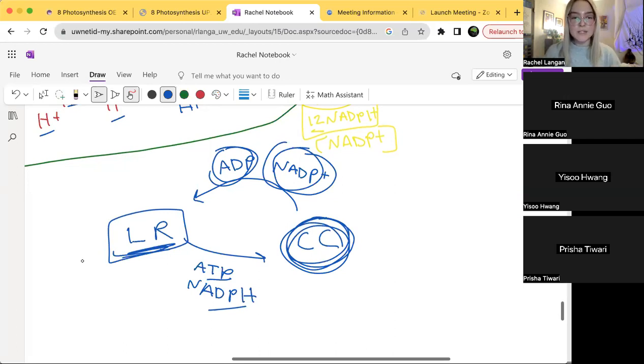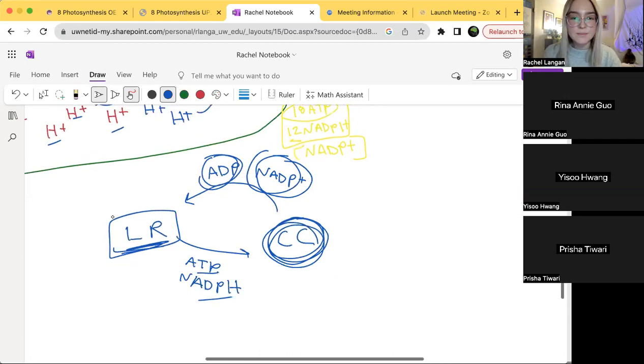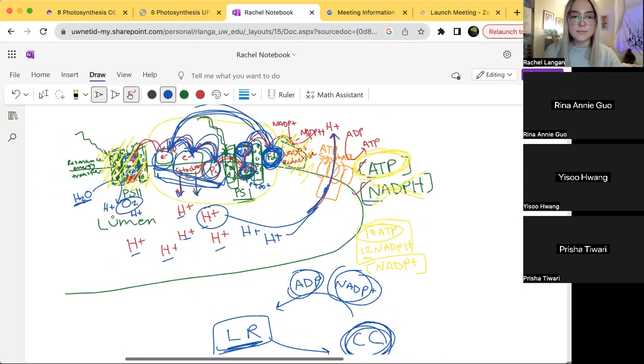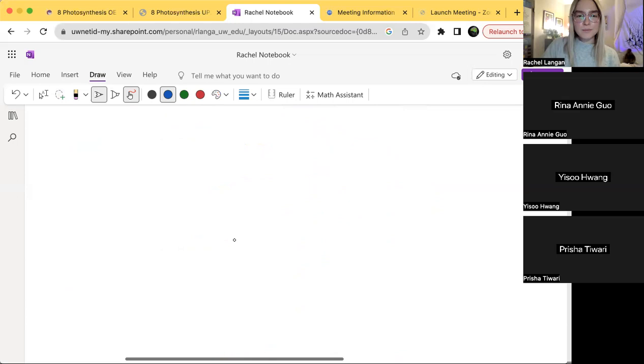All right, any other questions about the light reactions? It looks so crazy. All right, then let's go on to plant responses to herbivory.